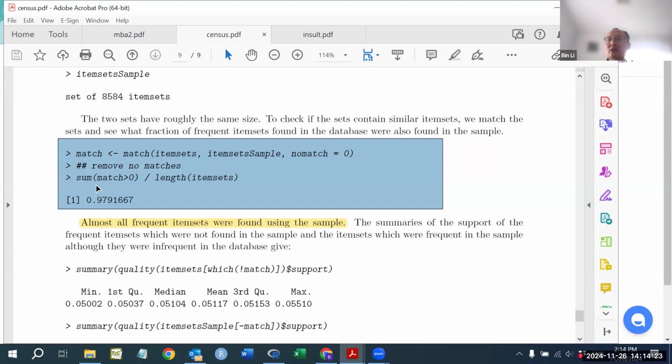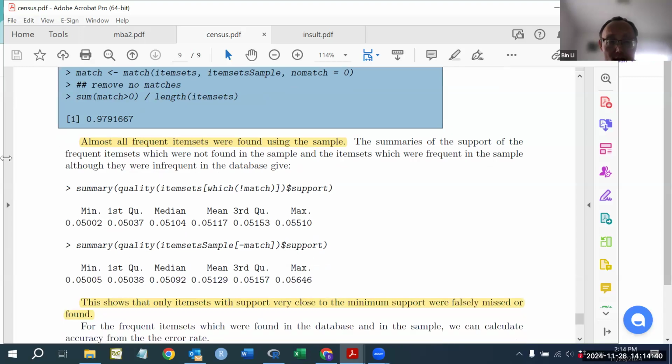Okay, so instead of using the whole data set, we just used a random subset, and we recovered about 98% of these frequent item sets. So you can see that means it has a good agreement. And what are those item sets that are missed?